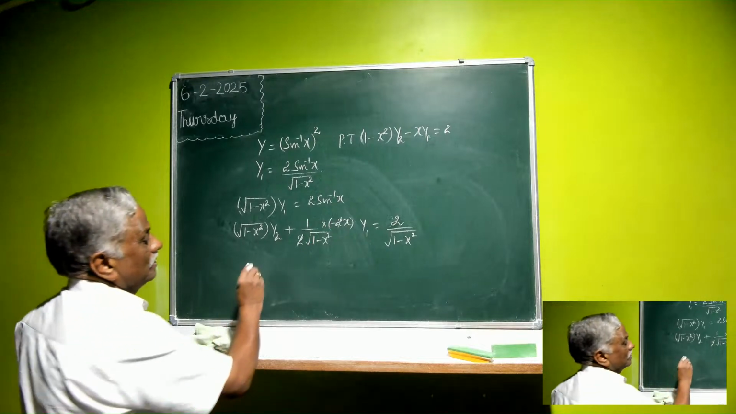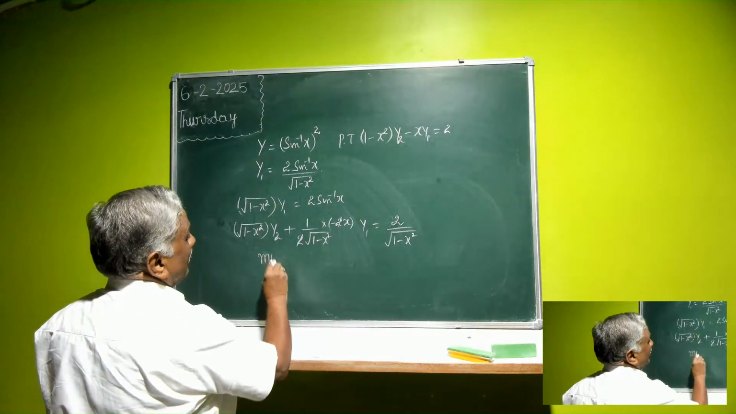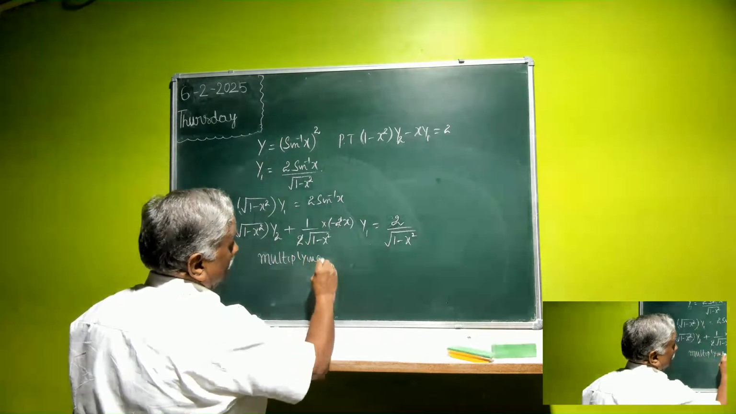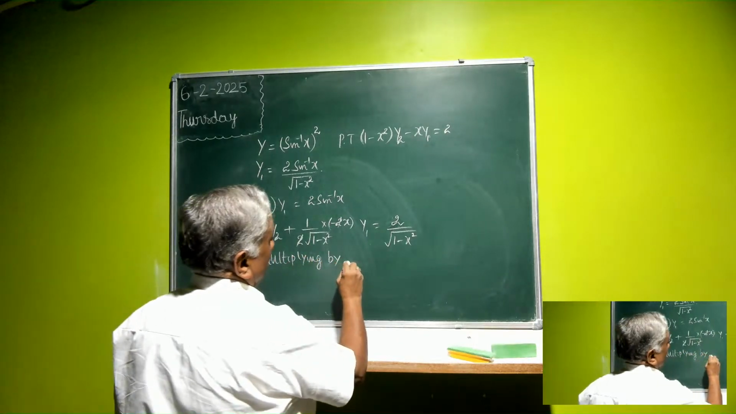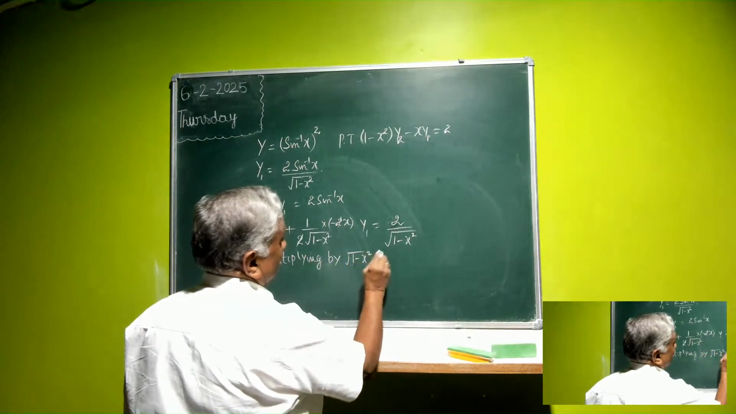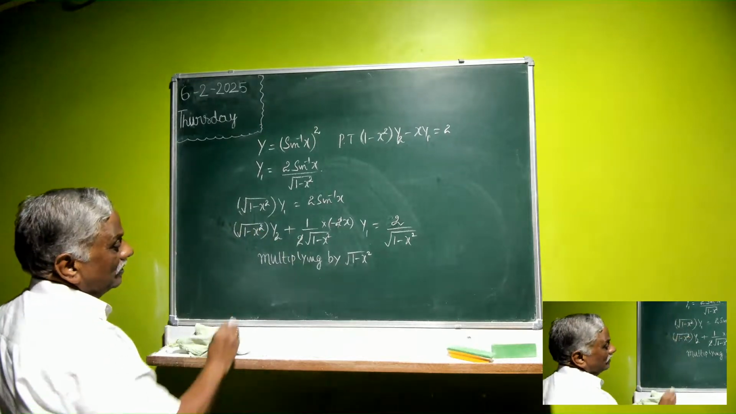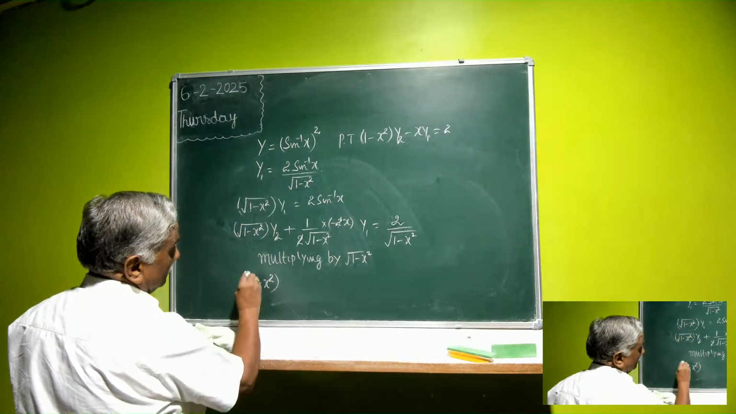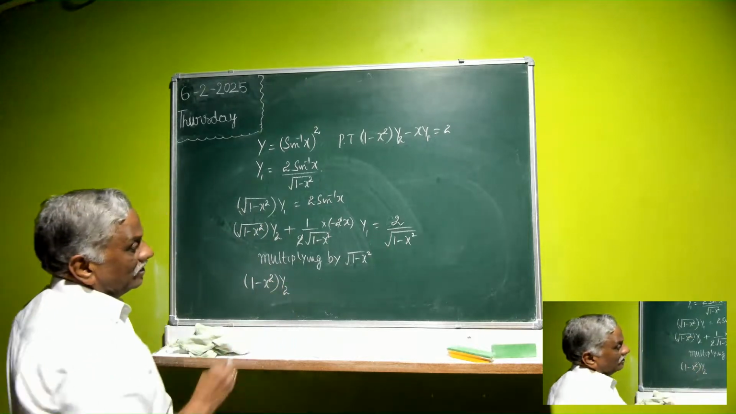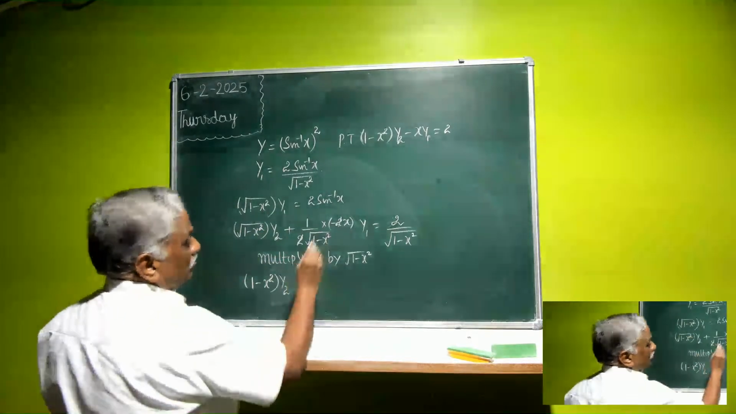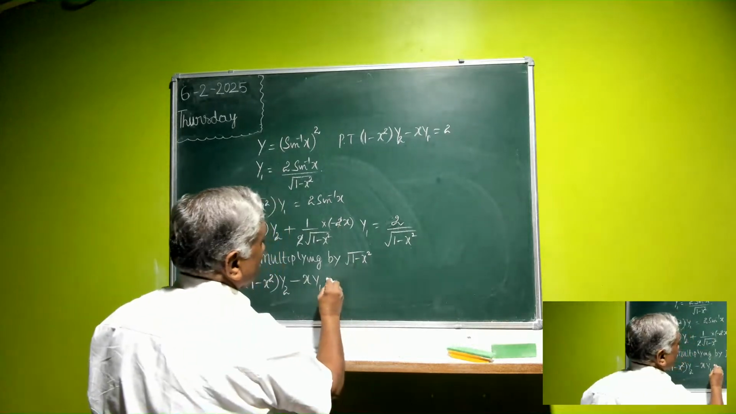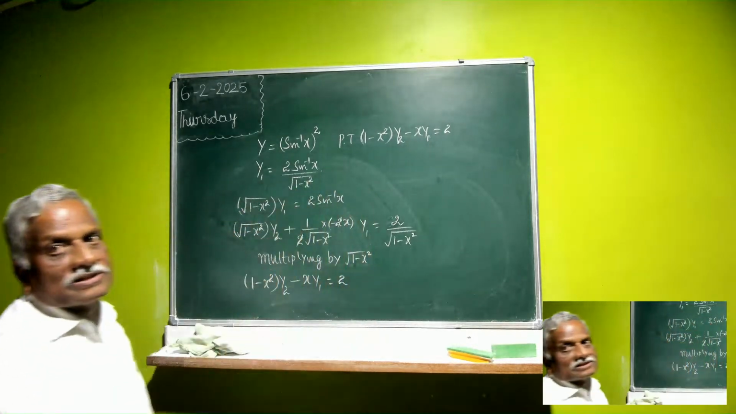What is the next step? Multiplying by root of 1 minus x square. What do you get? This root will go. Here this term gets cancelled, but there is a minus sign. And here also it will cancel. That's the required answer.